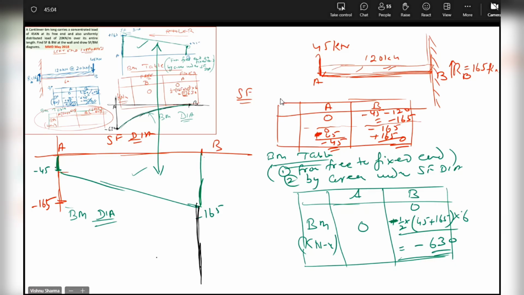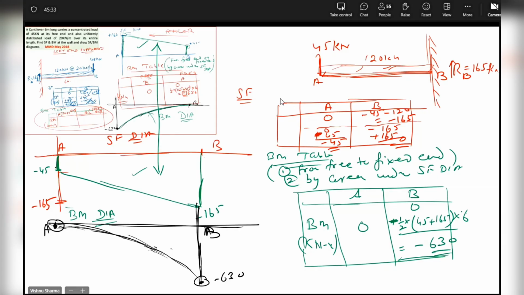Now, if I draw it here and it's minus 165. So here is A and this is B, my mistake. At A, the bending moment is 0. At B, it is minus 630. I'm integrating from the smaller side to the bigger side, so it will be a curve like this. So this will be the BM diagram.